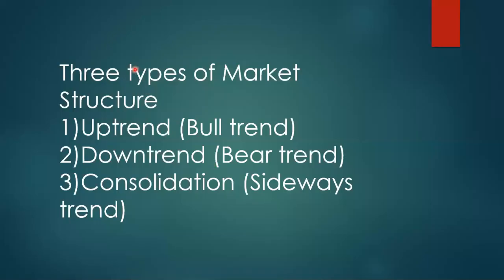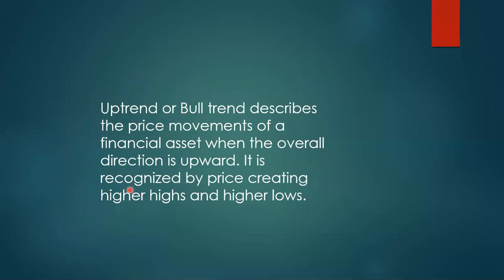There are three types of market structure in Forex. We have an uptrend, a downtrend, and a consolidation. Let's start with an uptrend. An uptrend describes the price movements of a financial asset when the overall direction is upward. It is recognized by price creating higher highs and higher lows, okay?